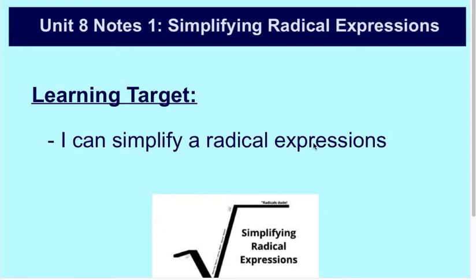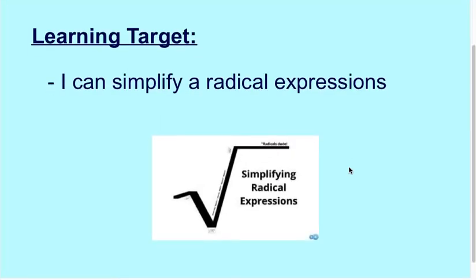Okay, ladies and gentlemen of algebra, this is Unit 8, Note 1, talking about simplifying radical expressions. So, learning target, simple enough: I can simplify a radical expression. A radical, remember, looks like this. It looks like a division sign, but it's got a little tail to it.